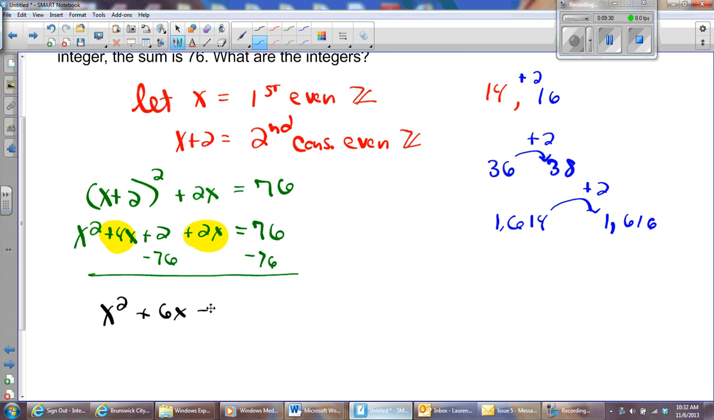minus, oops, I have a silly mistake, don't I? I'm just full of silly mistakes today. Okay, this will be plus 4. There we go. Good thing I caught that, otherwise Austin would try to say he's one up on me. All right, so I'm going to have a negative 72, and that's going to equal 0. Now I'm going to factor.